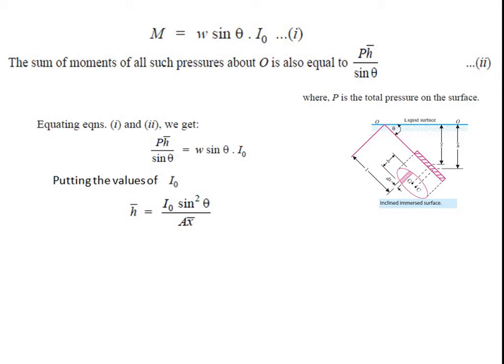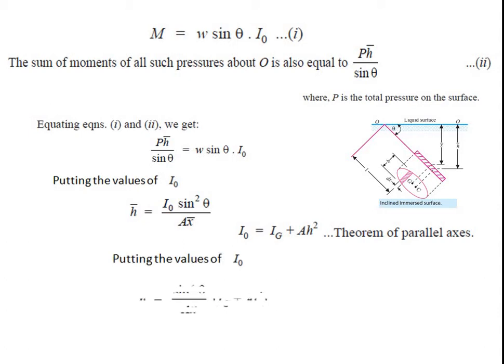Why does A x bar only come below? Because P is nothing but W A x bar. W gets cancelled, remaining is only A x bar. Now we know that according to the parallel axis theorem, I naught is nothing but Ig plus A h square. Here instead of h, we have to put the value of L. So our equation can be written as h bar is equal to sin square theta divided by A x bar into Ig plus A L square.